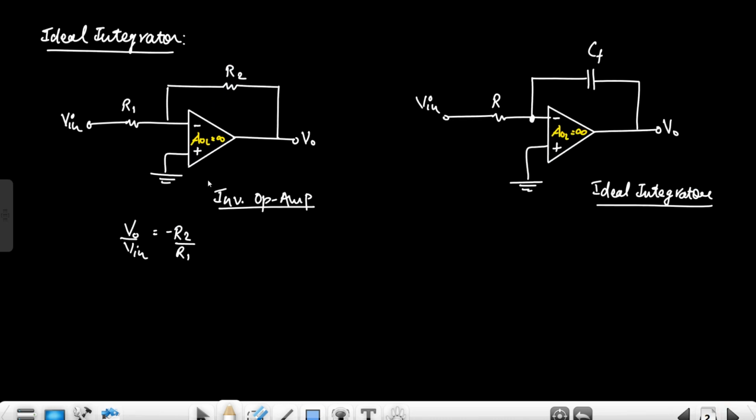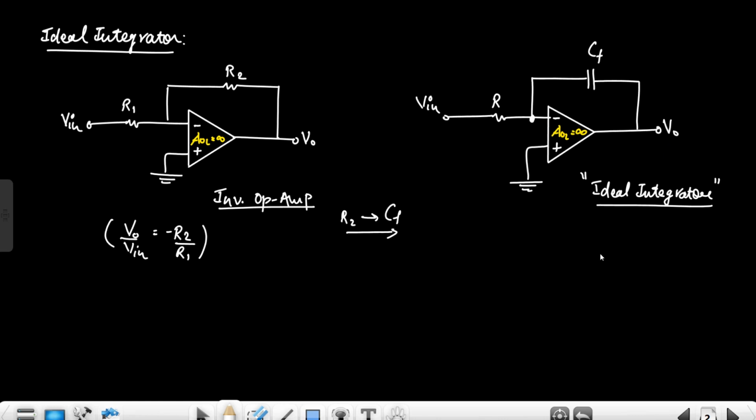So first of all, as we can see, this is the inverting op-amp, right? Input is on the inverting terminal, and this op-amp is ideal. So V0 by Vi is equal to minus R2 by R0. Just simply replace this R2 resistor with a capacitor, and we will get the ideal integrator. Because this is the mere difference between these two circuits, right? This R2 is replaced by the capacitor, and everything else is the same. So that's how we should relate the inverting op-amp and ideal integrator, because the ideal integrator is, we can say, the application of the inverting op-amp.